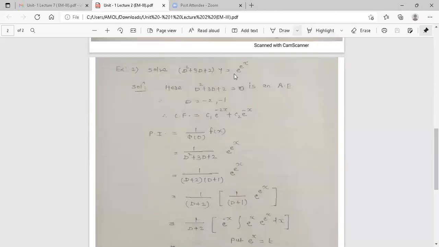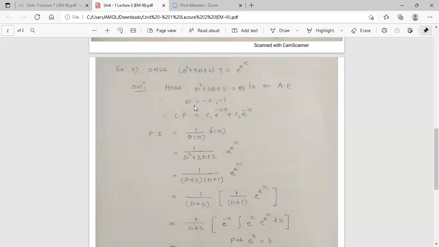Now the second example of the general method. Solve D square plus 3D plus 2 into y is equal to e to the power x. Now this is the reduced form of LD. This means it is in the form of phi of D into y is equal to f of x. So phi of D is D square plus 3D plus 2. Equate it to 0, which is the auxiliary equation. Now it is a quadratic equation, so it has two factors. And the factors are D is equal to minus 2, minus 1.